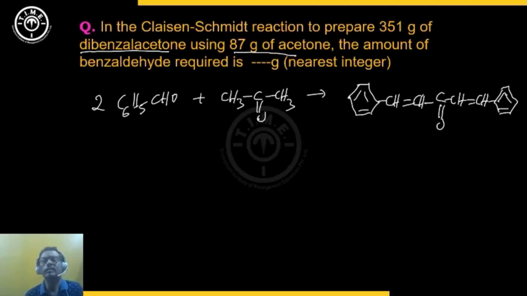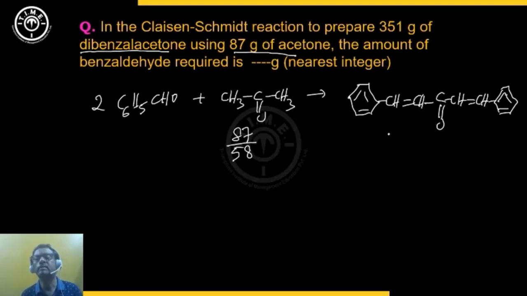So how many grams of acetone we had taken? 87 grams. Now when a reaction is written, it is written in terms of moles. We read in terms of moles, not in terms of grams. So get this 87 grams in terms of moles: whatever weight is there divided by the molecular weight. Molecular weight of acetone is 58. This is the number of moles of acetone.